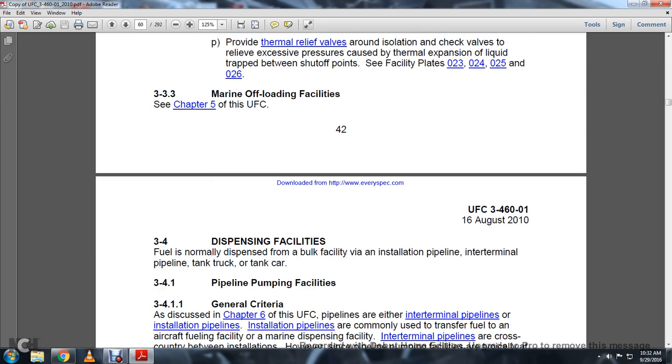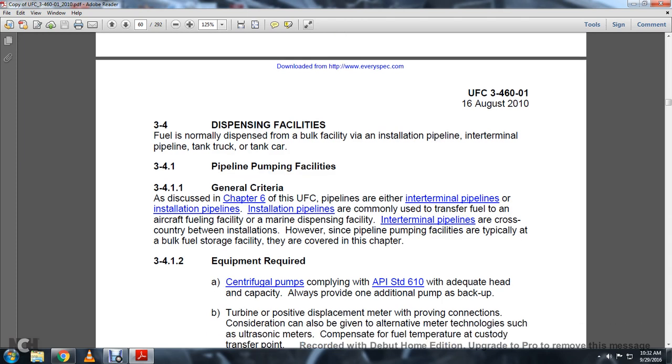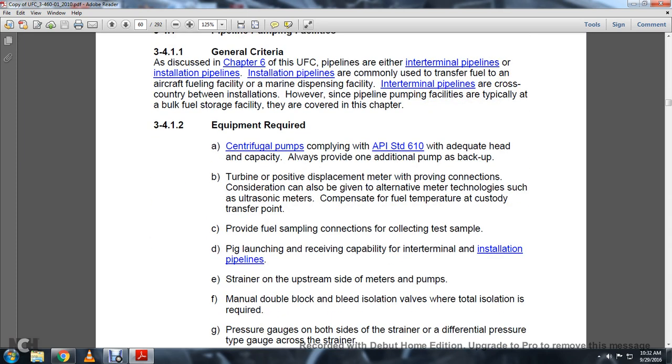3.4 Dispensing Facility. Fuel is normally dispensed at a bulk facility via installation pipeline, terminal pipeline, tanker truck or tanker car. 3.4.1 Pipeline Pumping Facilities. 3.4.1.1 General Criteria. As discussed in Chapter 5 of the Unified Facilities Criteria, pipelines are either internal installation pipelines, commonly used for the transfer of fuel at aircraft fuel facilities and marine dispensing facilities, or in-terminal pipelines, which are cross-country between installations. However, since pipeline pumping systems are typically at a bulk fuel storage facility, they are covered in this chapter.